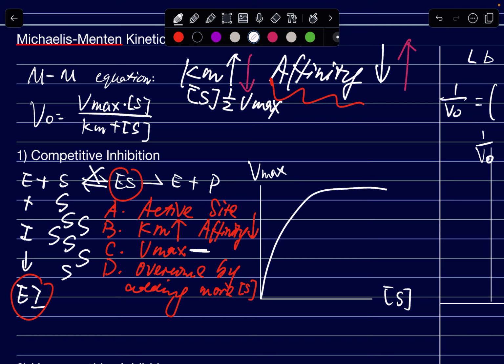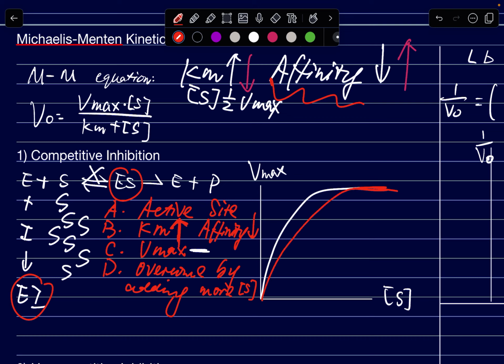Okay, this is the original status, and then once I have this competitive inhibitor involved, as you can see, my Vmax will stay the same. But what about my Km? Again, Km increased, right? So to show it on the graph, it would be something like that.